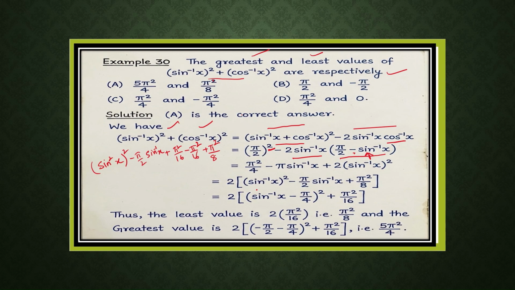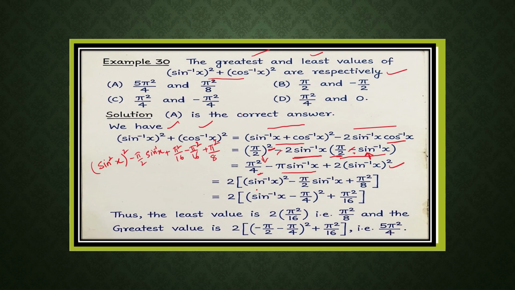Then this is pi square by 4, as it is, applying the square to both numerator and denominator. Then 2 sin inverse x I am multiplying inside, that 2 gets cancelled, minus pi sin inverse x, then minus into minus is plus, then 2 (sin inverse x) whole square.